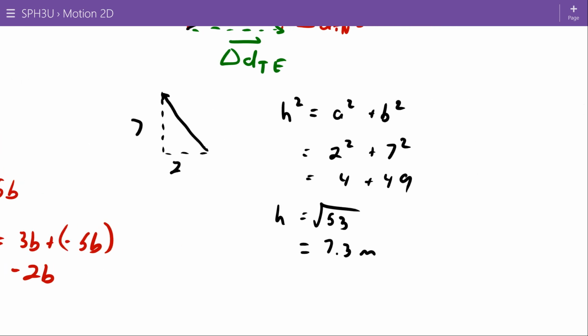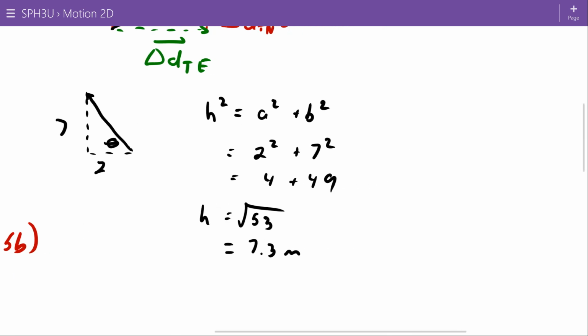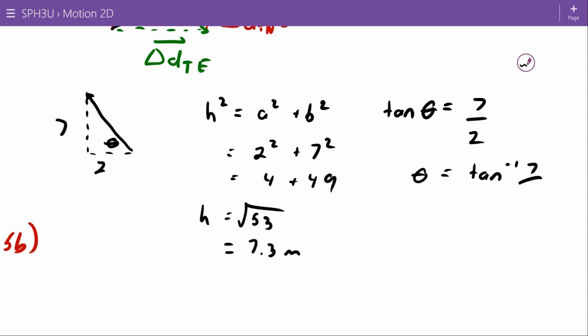I also, again, I'm looking for a displacement, so I'm looking for a vector. So I've got to look at that angle there as well. Here I can use the fundamental trig ratio tan theta. That's going to be 7 over 2. So inverse tan of 7 over 2 is going to give me the actual angle. That works out to 74.1 degrees.